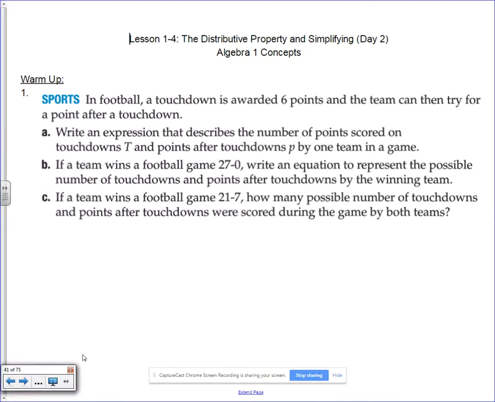All right, today we're going to keep going with the distributive property. Before we do that, though, I want to talk about a couple word problems. Okay, first one's about football. So you read along while I read to you.